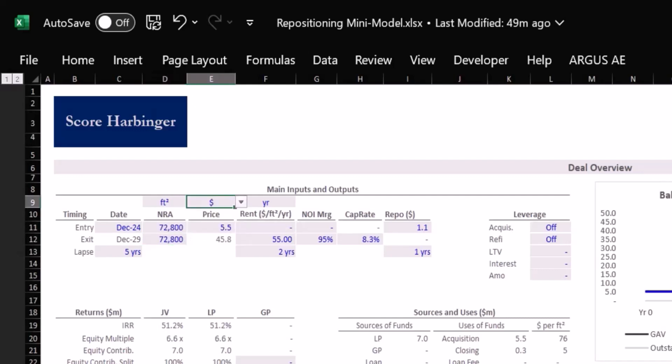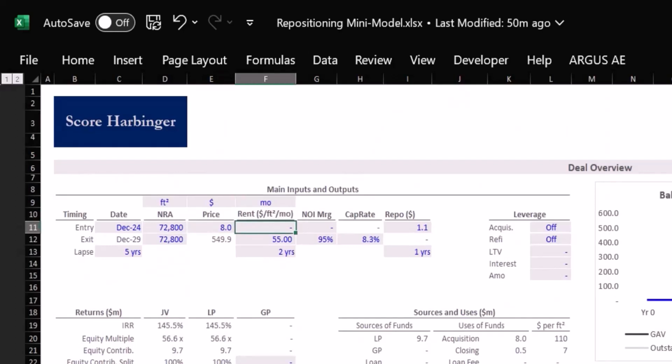We choose the $ sign and we input our acquisition price, free of broker fees or any other transaction costs, in this case $8 million. We change the frequency of our rental rates from a yearly to a monthly basis. At acquisition, the property would be generating a base rental revenue of say $1.5 per square foot per month, which is meant to be way below market, as this is supposed to be a distressed property, but which, thanks to our repositioning and stabilization programs, increases to $2.1 per square foot per month, getting closer to estimated rental values.